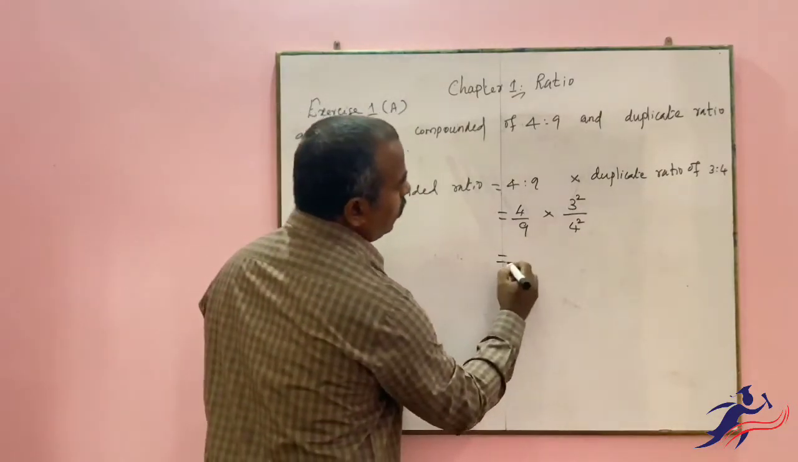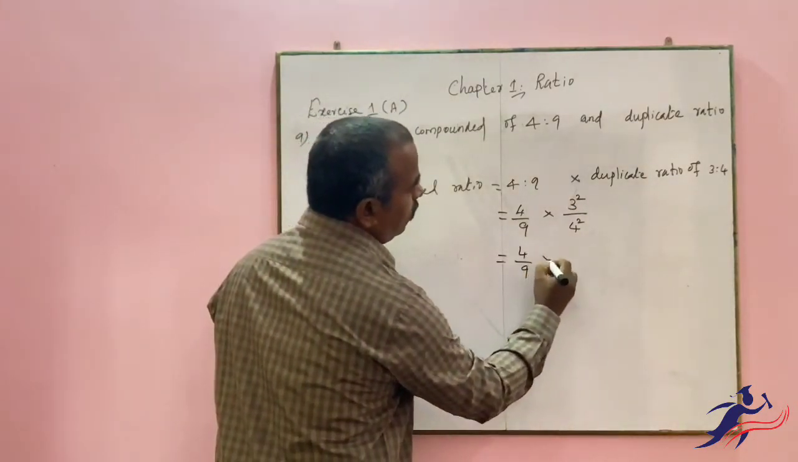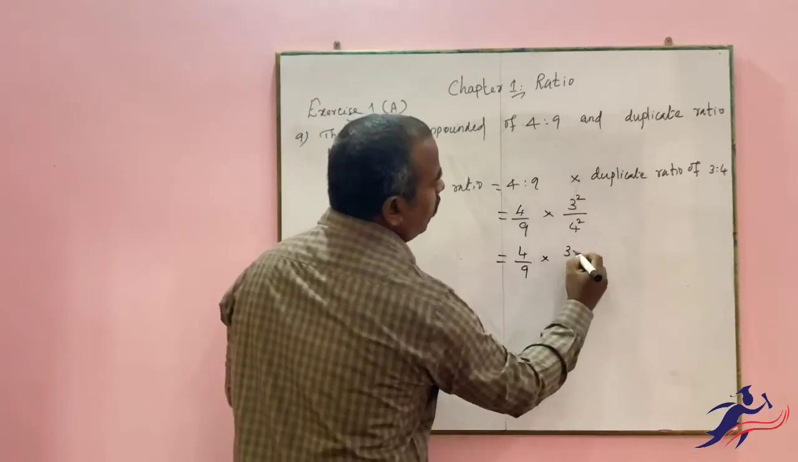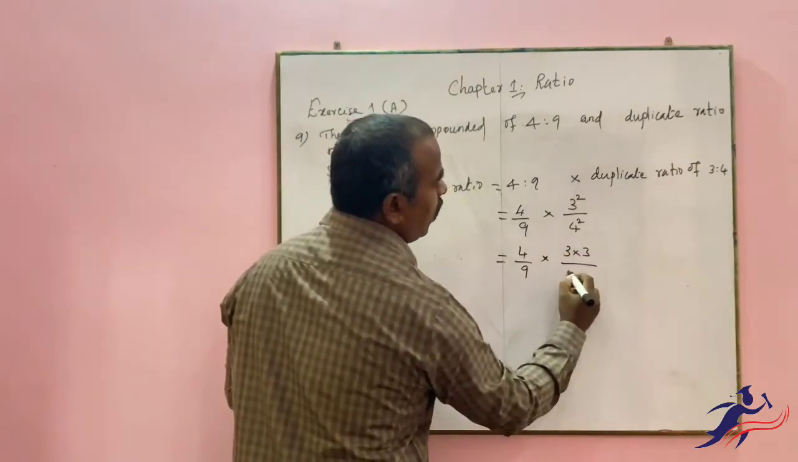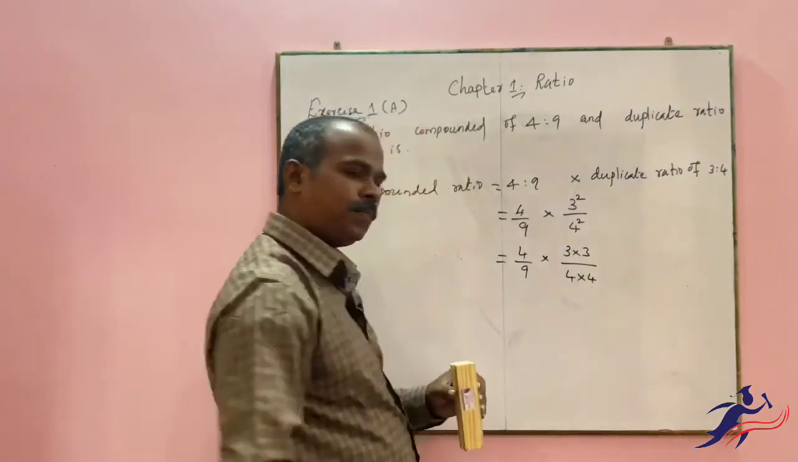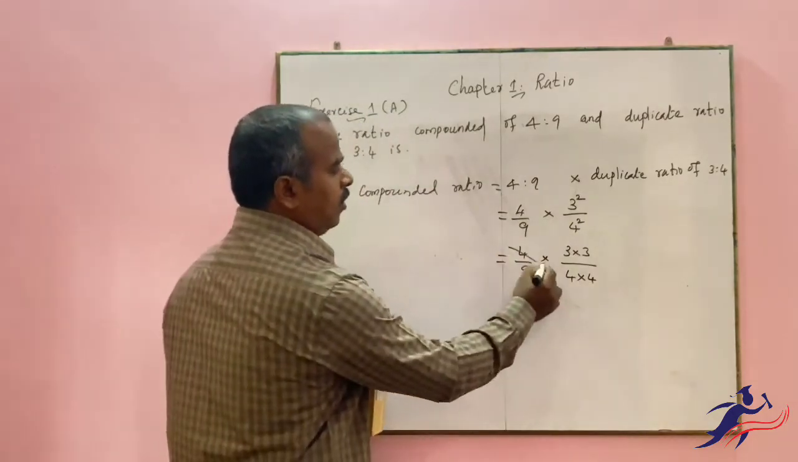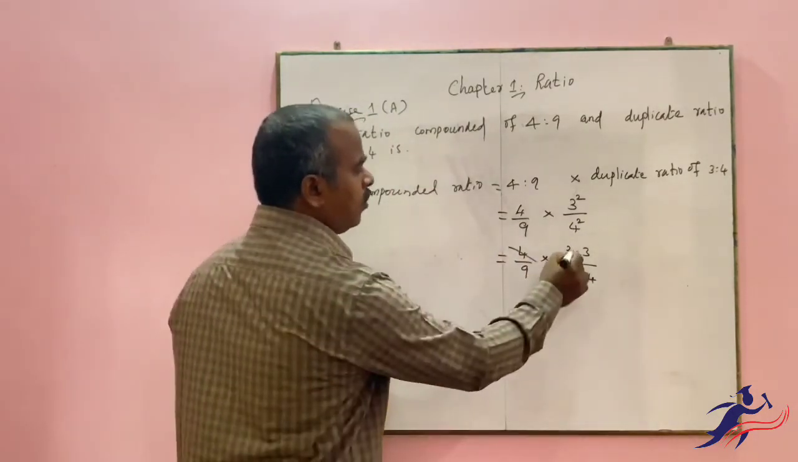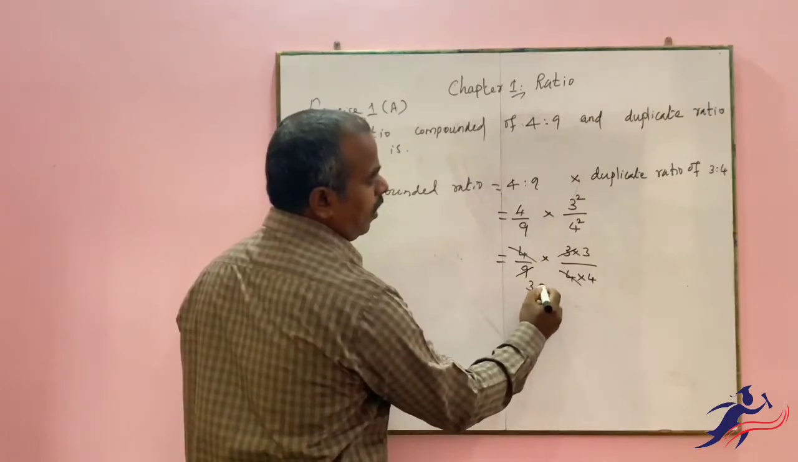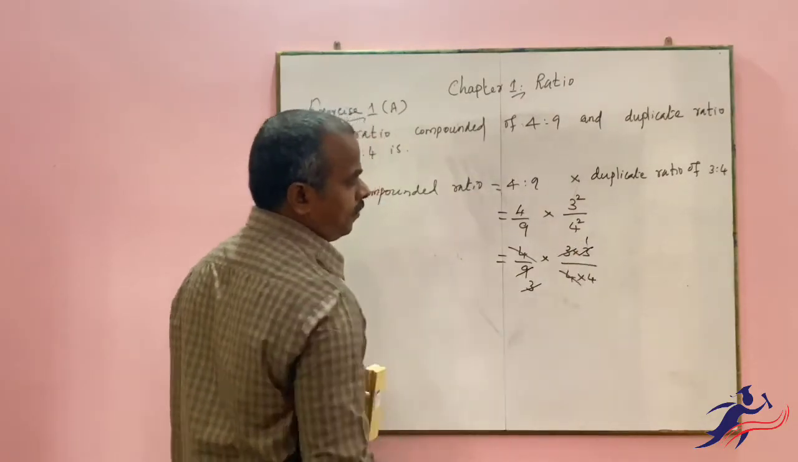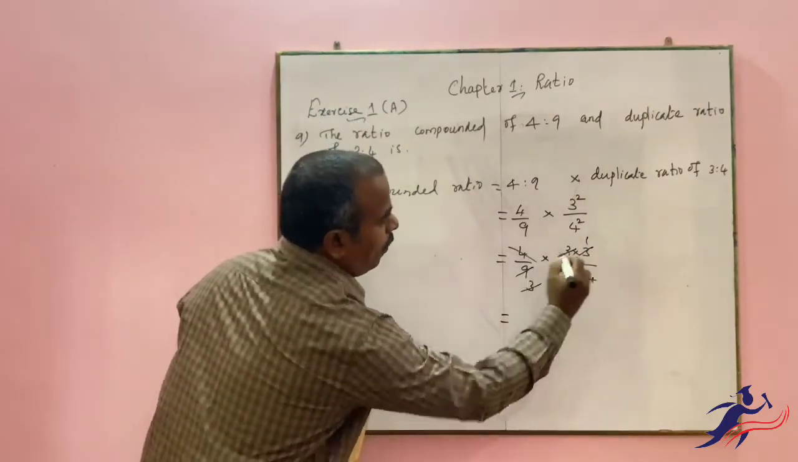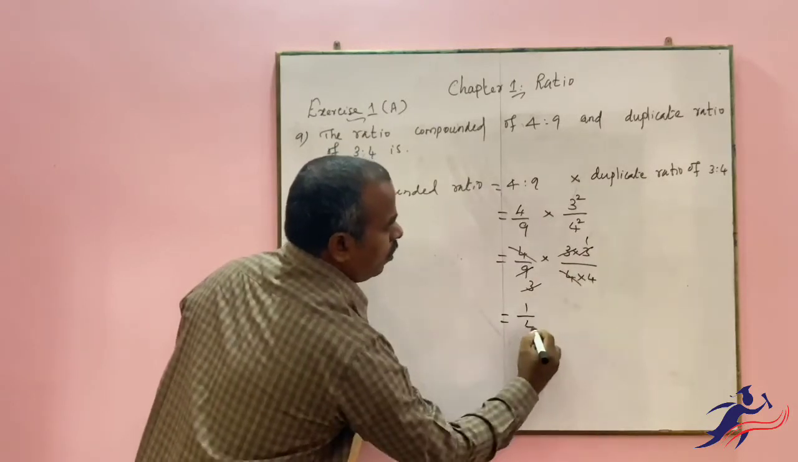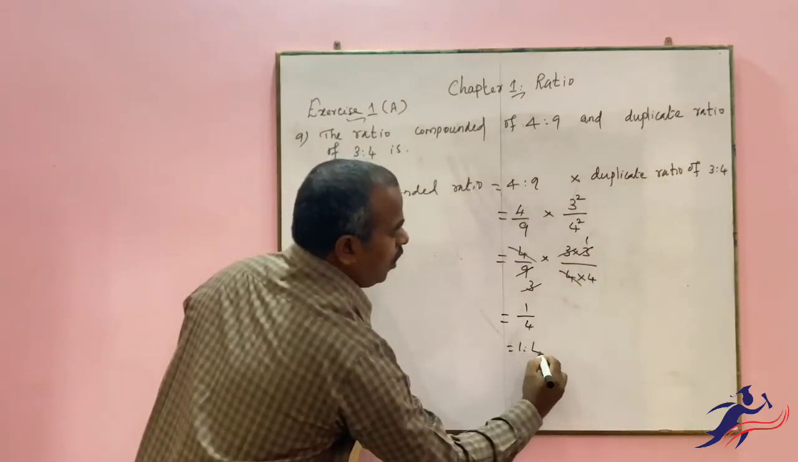Now, we can cancel this, that is 4 by 9 into 3 square can be written as 3 into 3 by 4 square can be written as 4 into 4. Now, you can cancel, that is 4, 4. So, 3's are 9, 3, 1. That is 1 by 4. That is the ratio is 1 is to 4.